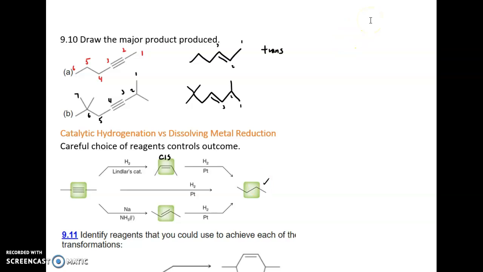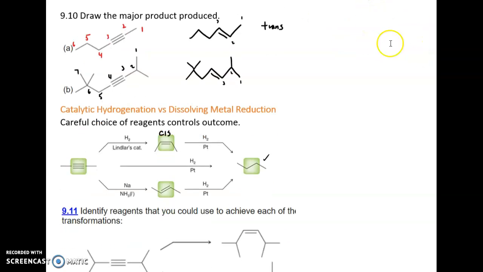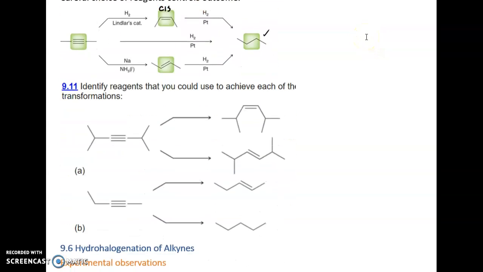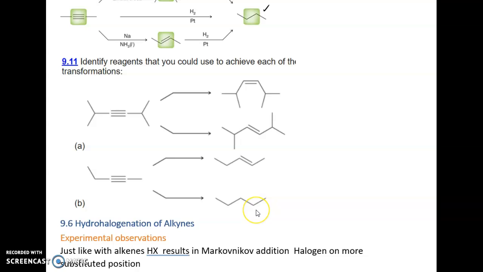So let's identify the reagents we would use to achieve the following transformations. This might be a good time for you to stop the video and see if you can figure it out. So doing these practices at the end of each section are a good way to see how much you've actually retained. All right, so this first one is going to be a cis.